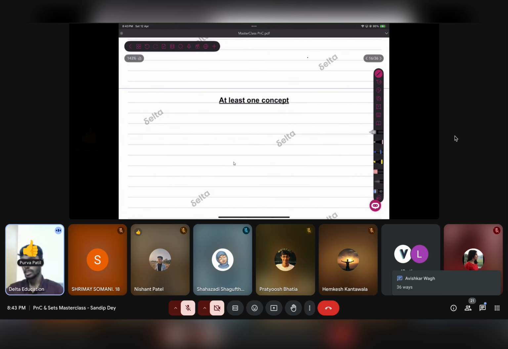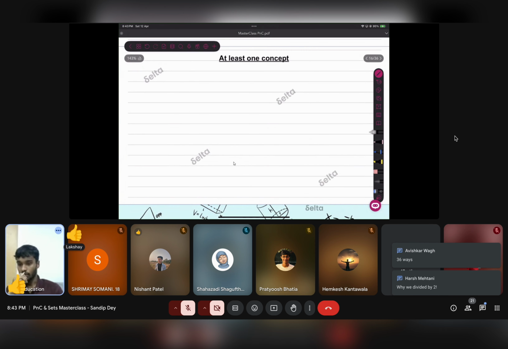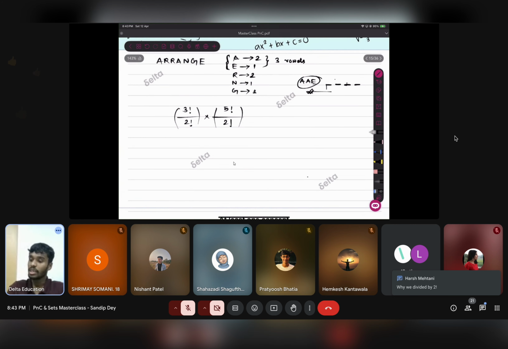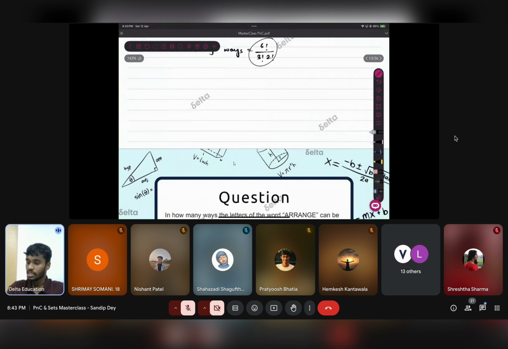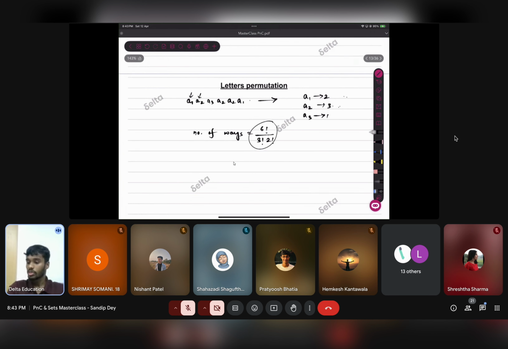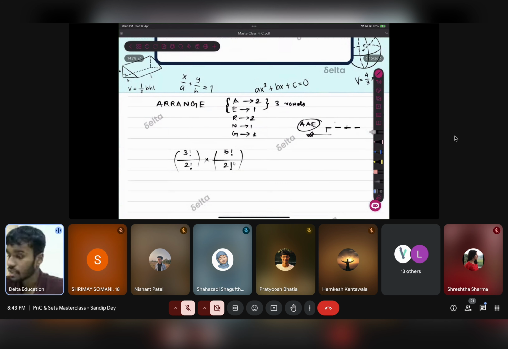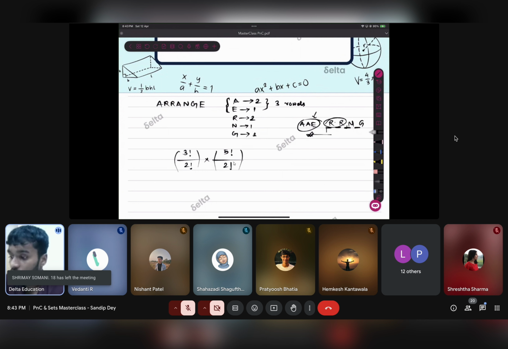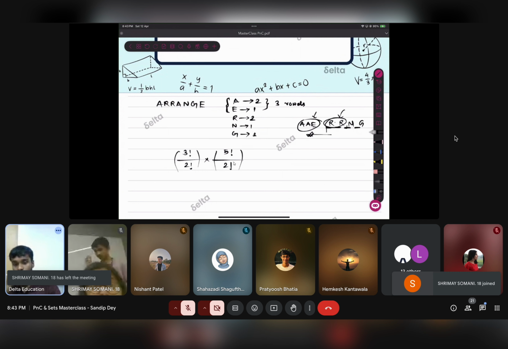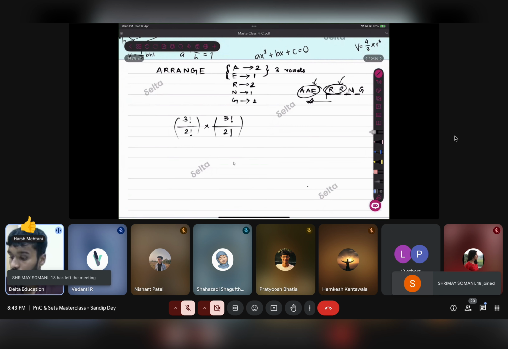Okay, so now there is another important concept: why divide by 2 factorial? Because, as I already said previously, for letter permutations, what we do is consider how many times something is occurring. So see, here I have this set as an element, then I also have 1 R, 1 N and 1 G as elements. So these 2 R's are identical, right? So for that, we can divide it by 2 factorial. Are you getting it, Harsh?